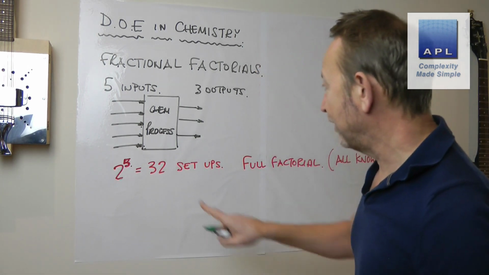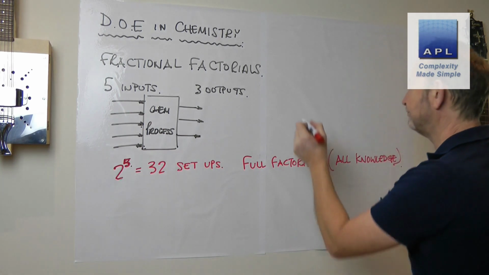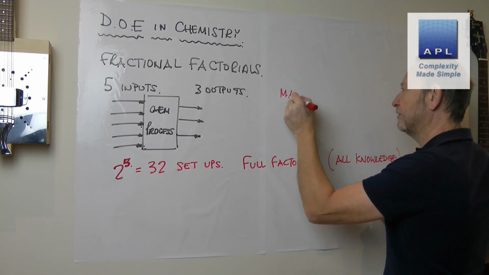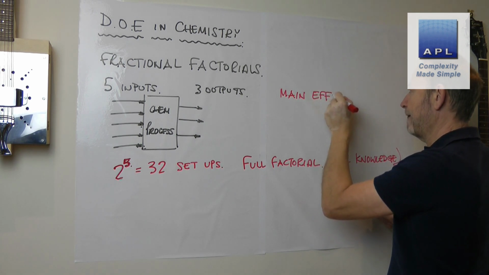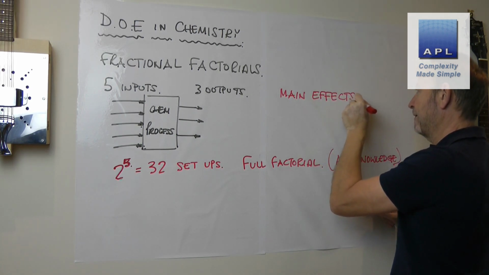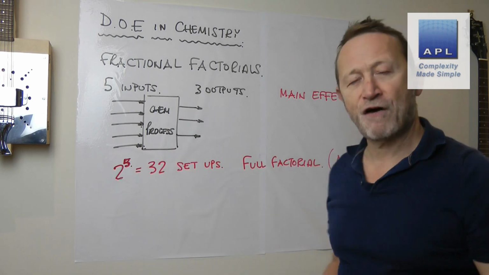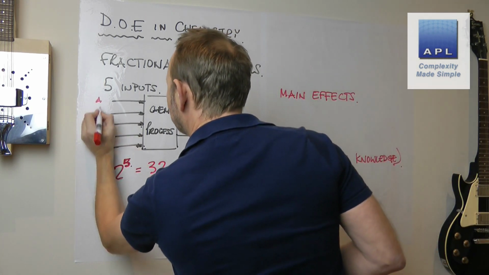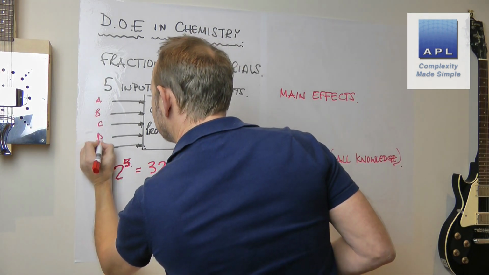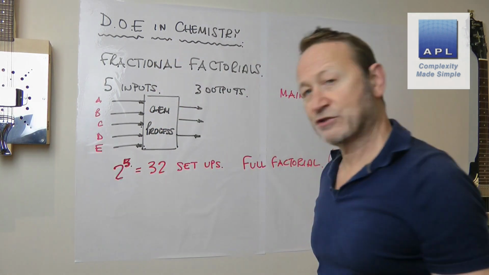What do I mean by that? Well, you've got 5 factors. So all knowledge is that you find out what the 5 individual variables do. We'll just call them A, B, C, D, and E in this case.